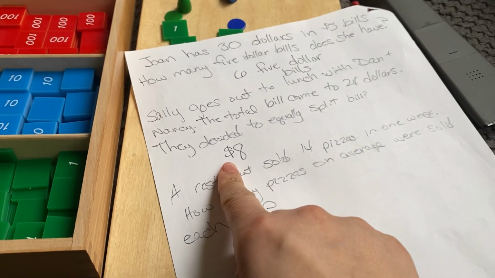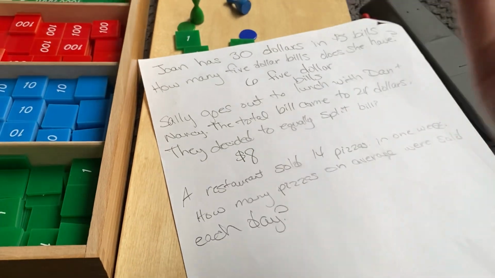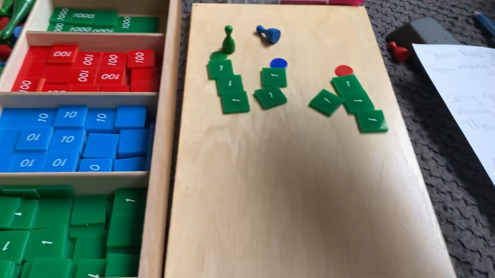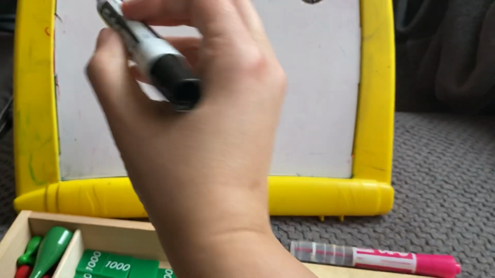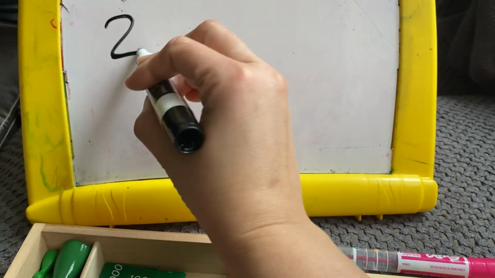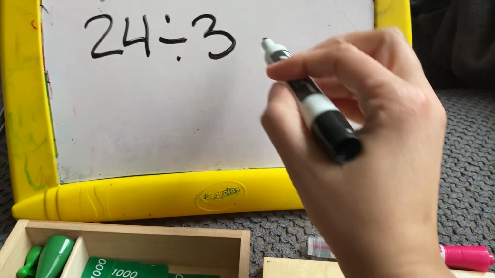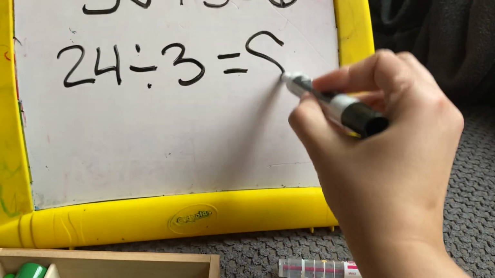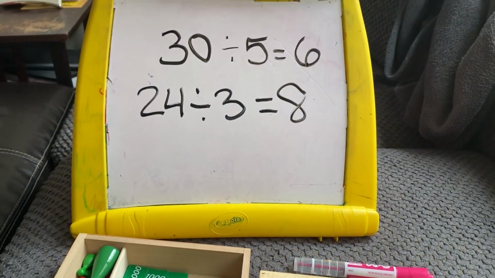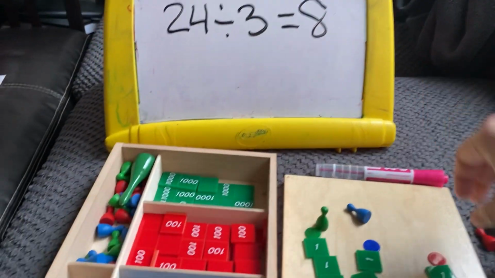You can write it with that dollar symbol, or you can actually write out the word dollars if you want to. And then let's look and see what would our equation be. So they started out with $24. They divided that amongst 3 people, and that equaled 8 per person. Yeah? Is that what you got? I hope so. All right.